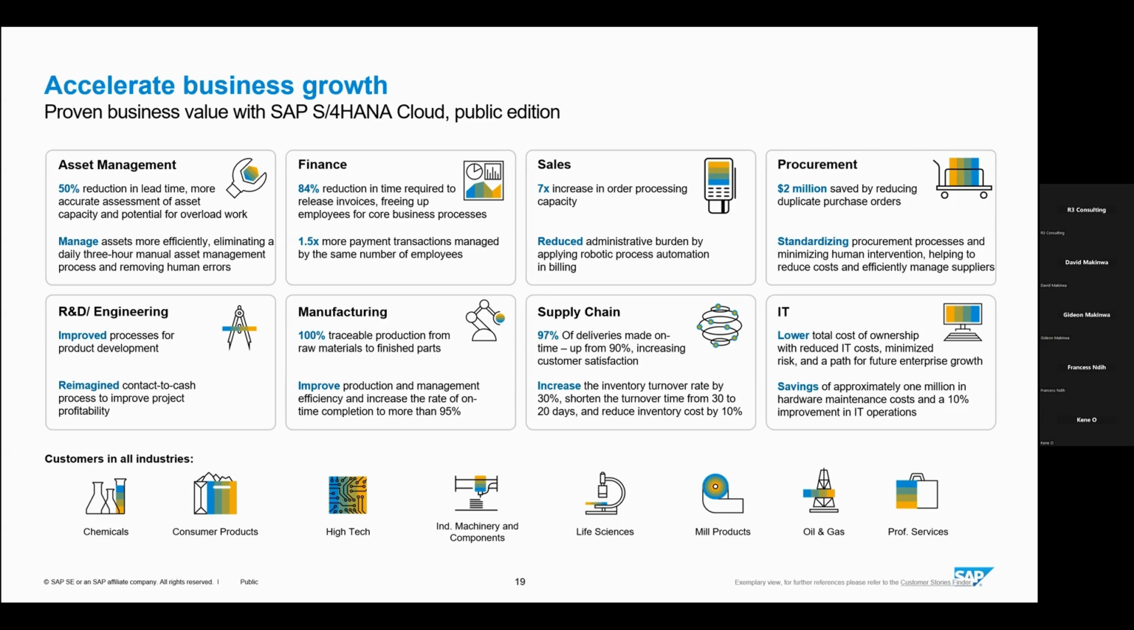A 7 times increase in order processing capacity. $2 million saved by reducing duplicate purchase orders. This is huge for a company. We talk about R&D improvement, improved process for product design and development. Now, SAP, of course, is one of the best solutions you can have for manufacturing. So we have records of 100% traceability, traceable production from raw materials to finished goods. 97% of deliveries made on time, through the SAP supply chain management.